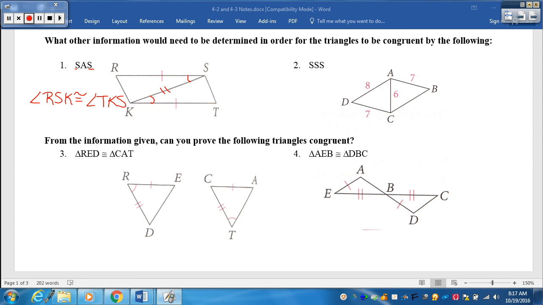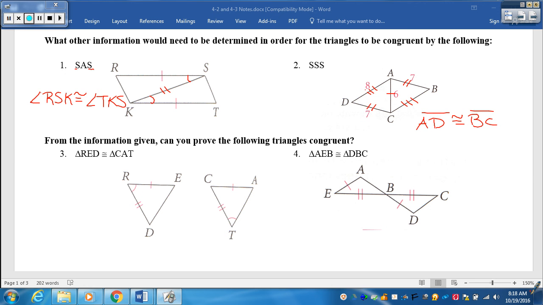For the next one, side-side-side, this one's a little bit easier. Obviously, AC is congruent to itself by the reflexive property. I know that AB and DC are congruent because they're both the same length. So what else would I have to determine in order to use side-side-side? I would have to determine that AD is congruent to BC, okay? And since we don't know the length of BC, that's why I would have to determine it. So again, I'd have to determine this in order to use side-side-side, okay?